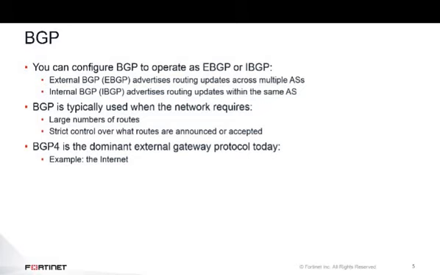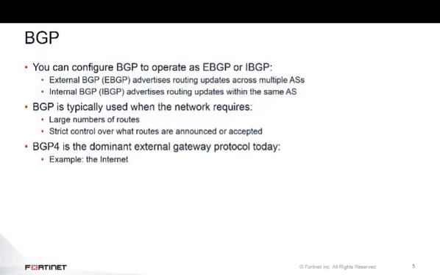BGP can serve one of two purposes: eBGP and iBGP. An exterior gateway protocol, EGP, exchanges routing information between autonomous systems. BGP4, which runs in the Internet, is the dominant EGP protocol today. eBGP is typically used when strict control is required over a large number of routes.